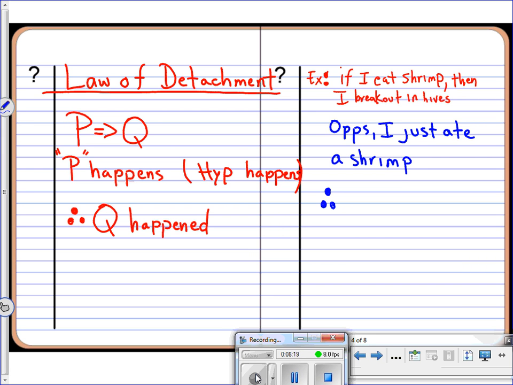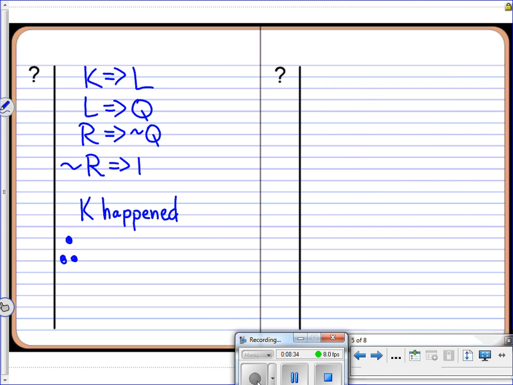All right, over on the right is my example. If I eat shrimp, then I break out in hives. Oops, I just ate a shrimp. All right, my conclusion is very straightforward. Yikes, I'm going to break out in hives. All right, let's move on.